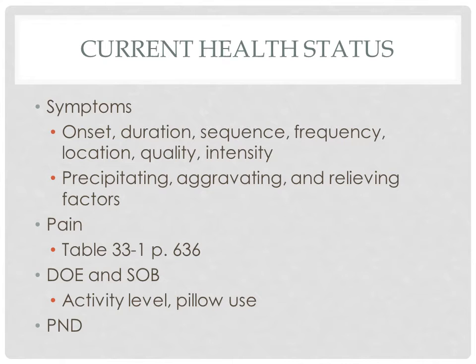When you look at the current health status, you want to make sure you understand any symptoms that they may have. You need to know the onset, duration, sequence, frequency, location, quality, and intensity of the issues. You also want to know precipitating, aggravating, and relieving factors. So some major symptoms that are related to cardiovascular disease include chest pain or discomfort, dyspnea, fatigue, palpitations, weight gain, syncope, and extremity pain.